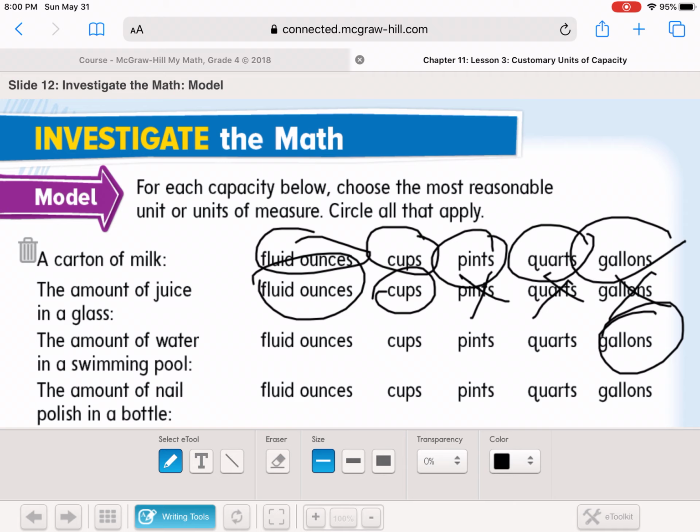The amount of nail polish in a bottle. Now that's very small, so that would be fluid ounces. Okay, so fluid ounces are going to be your very smallest, whereas gallons are your biggest.